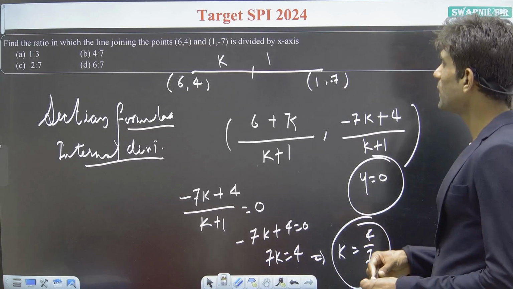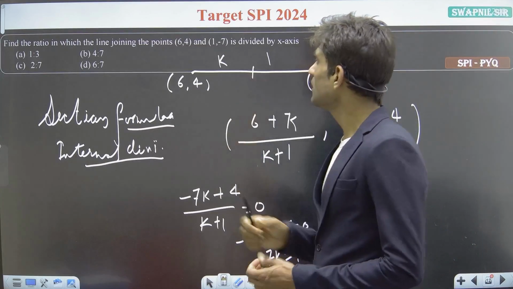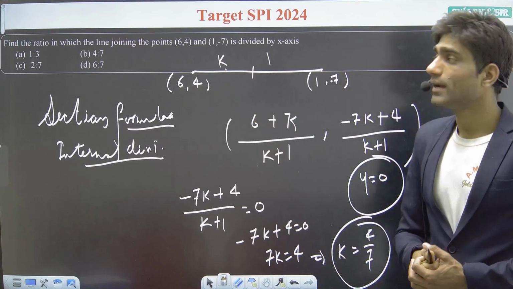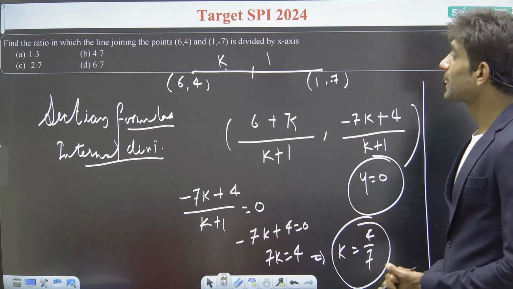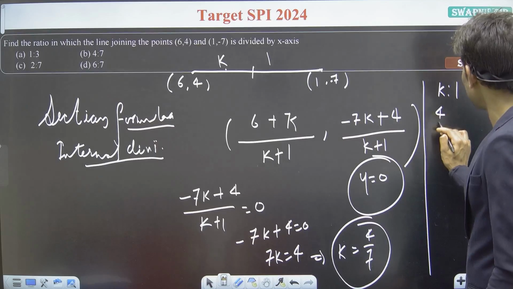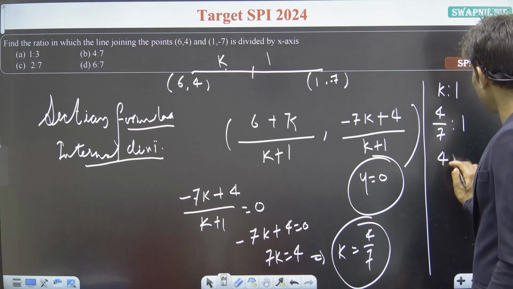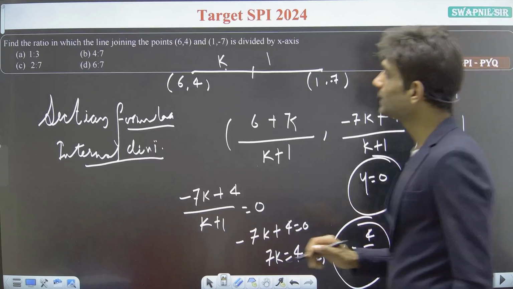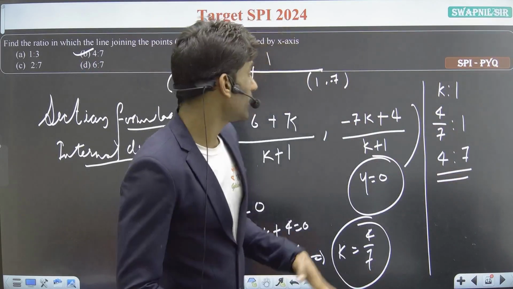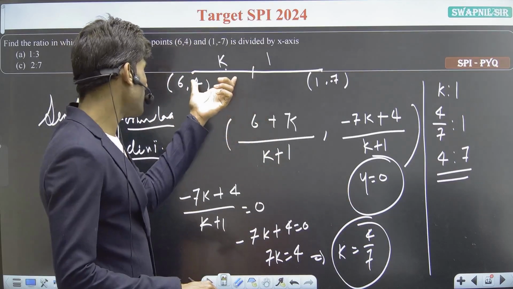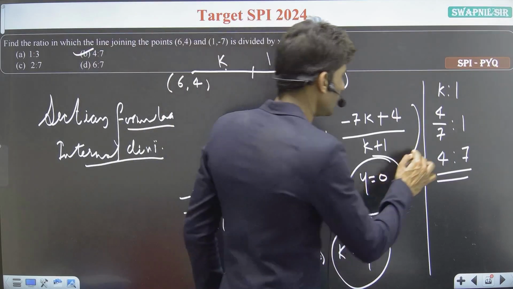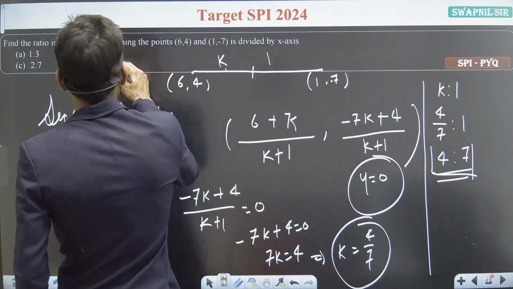And what we want is the ratio k and 1 in which the point divides our line segment internally. That means k as to 1, which is 4 by 7 as to 1, that means 4 as to 7 here. This one is our required 4 as to 7 as the section for our internal division. This is the ratio in which the point divides the line internally, 4 as to 7 here. So this one is our required answer in our example.